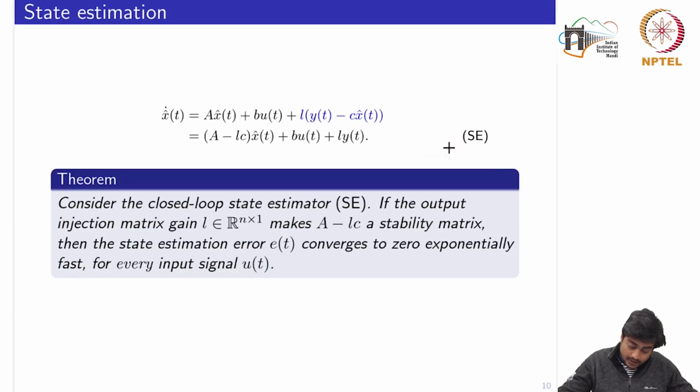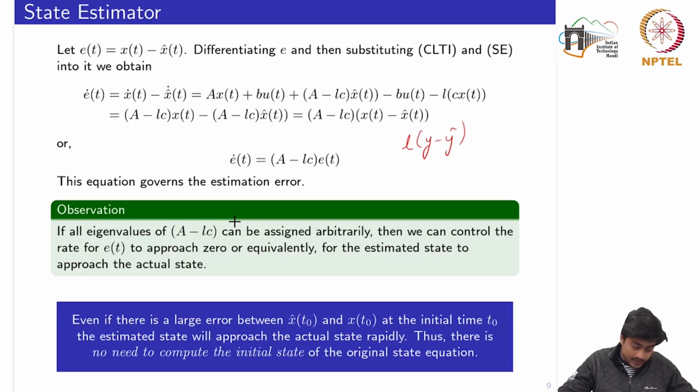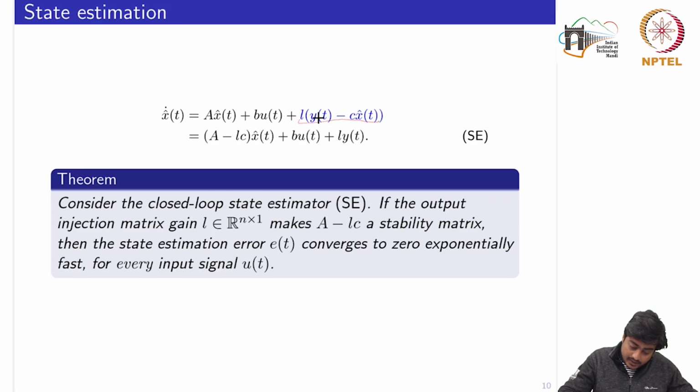So let's try to formulate it now. This was the original equation, and by the addition of this term, this is the parameterized one which we called the state estimator. So this result says to consider the closed loop state estimator, this one, with the output injection matrix gain L. We also call this output injection because we can see here that we made the output appear in the state equation itself through this vector L.